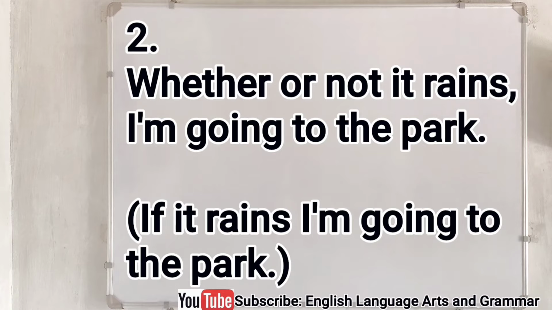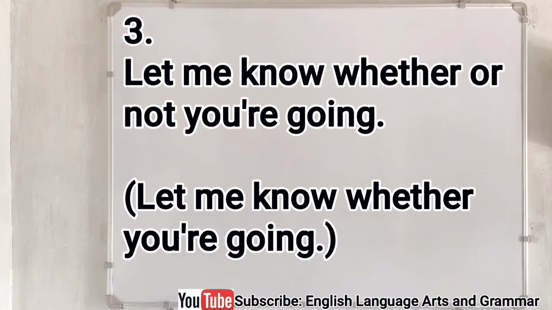Example 2. Whether or not it rains, I'm going to the park. Means if it rains, I'm going to the park. If it doesn't rain, I'm going to the park too. Example 3. Let me know whether or not you're going. Means let me know whether you're going or not.